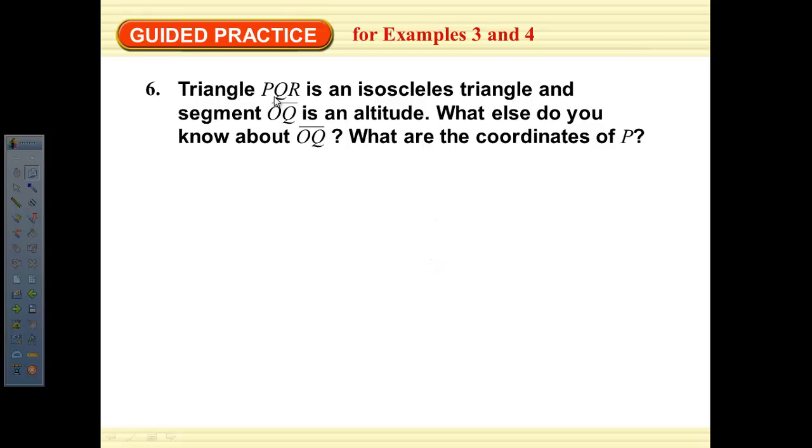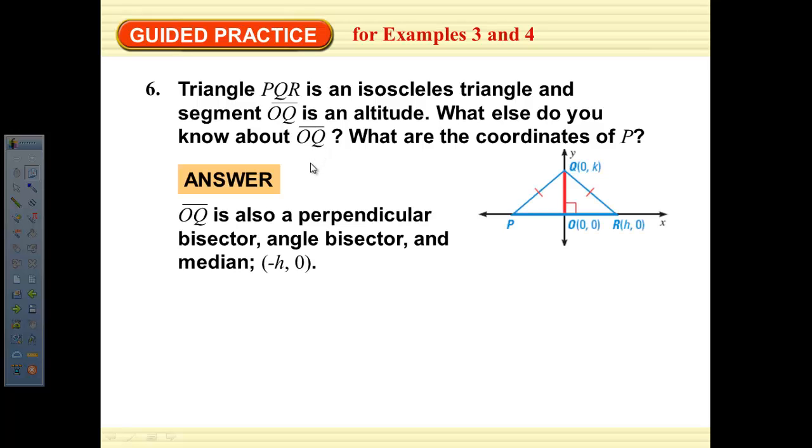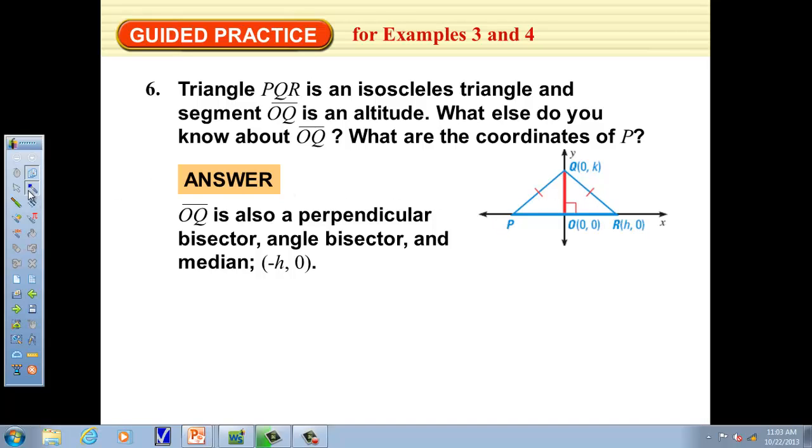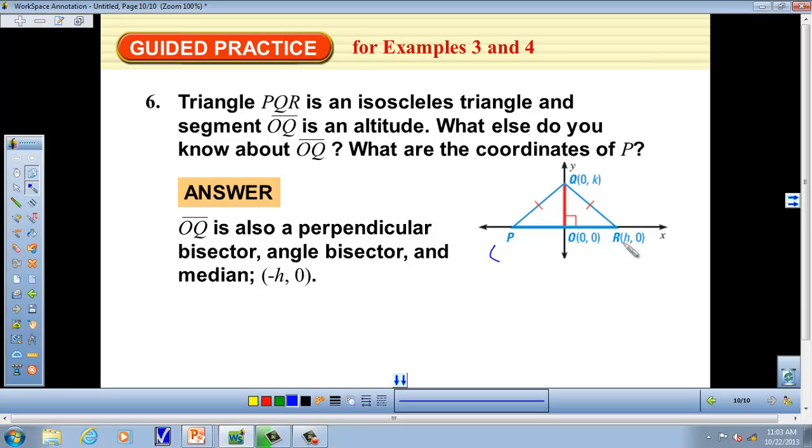And it says triangle PQR is isosceles, and segment OQ is an altitude. What else do we know about OQ? And what are the coordinates of P? Well, if we look at this, one way we could do this is we could make the isosceles triangle so that, here's the picture right here. We know it's isosceles because this length and this length are equal. Therefore, the coordinates of P should be the same distance here but in the opposite direction, so it would be negative h, 0.